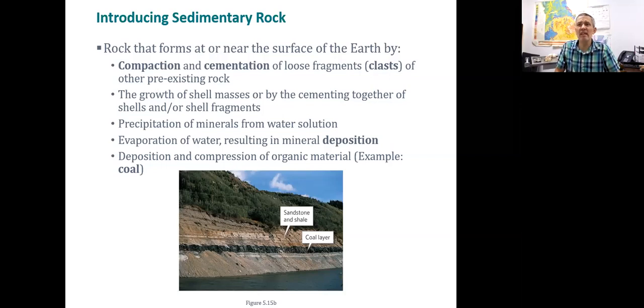When we start looking at these sedimentary rocks, there's a number of different processes which can cause these sediments to form sedimentary rocks. One of the ways is by taking these bits of sand and smashing them back, gluing them back together, or just pushing on them.